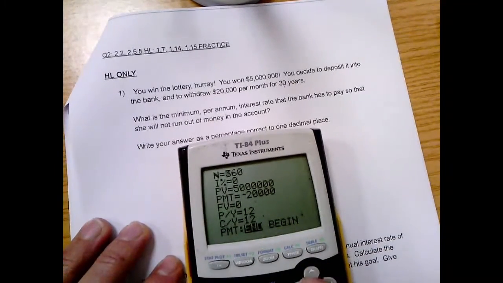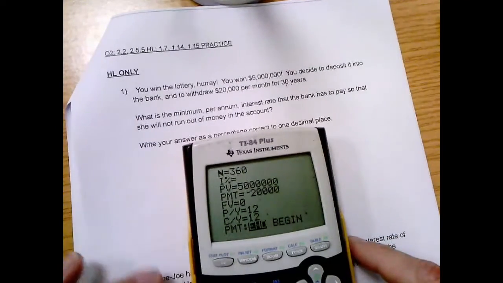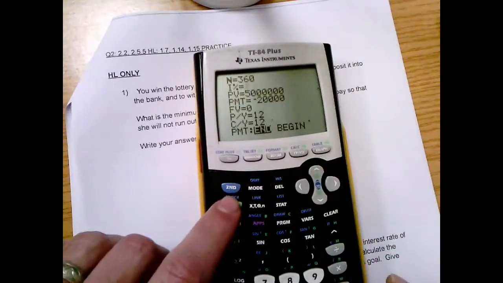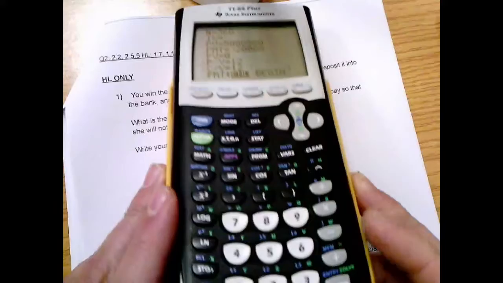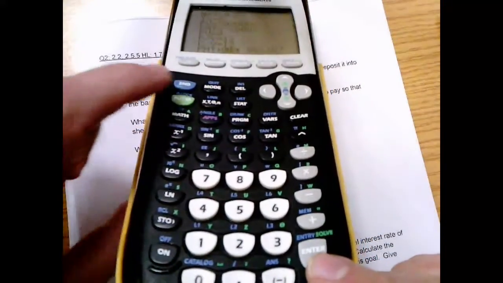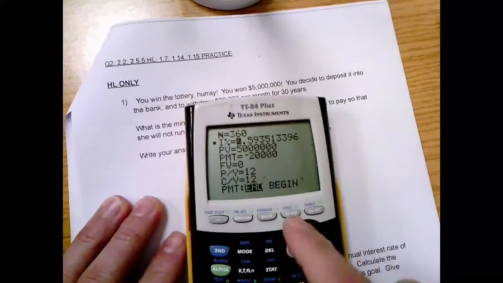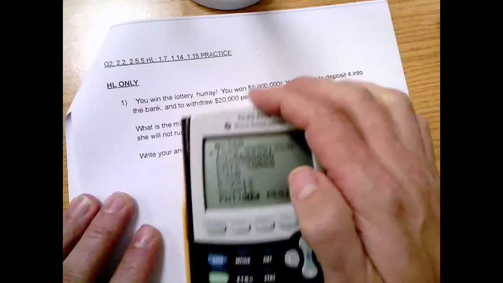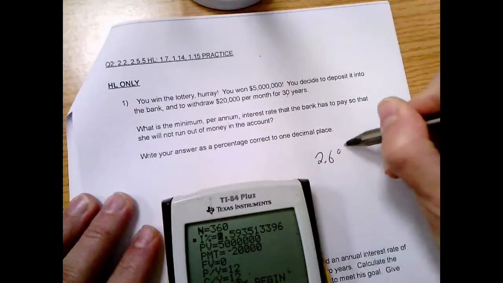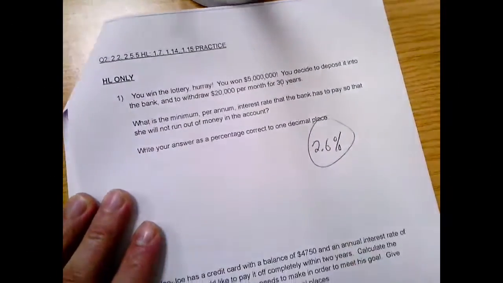So now I'm going to go up to my interest rate, which I want to know. I'm going to clear it out, and now I'm just going to hit alpha solve. Oh, I don't know if you guys can see that. All right. Hit alpha here, and then solve down there. Watch this dramatic perspective. Alpha solve. And look what happens. Ta-da! 2.59. They say go to one decimal place. So my answer is 2.6%. Huzzah! We did it. Let's go to the next one.